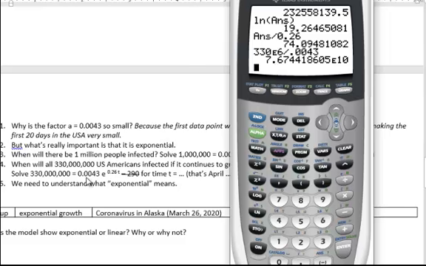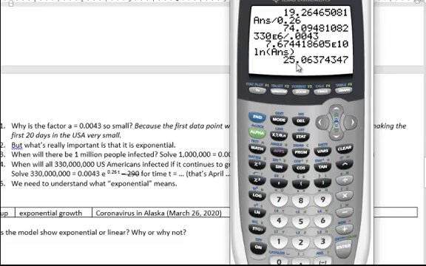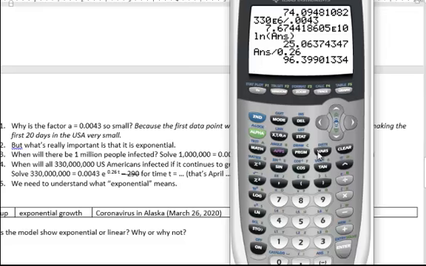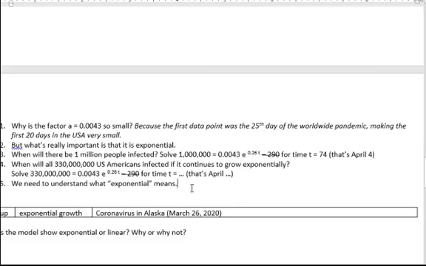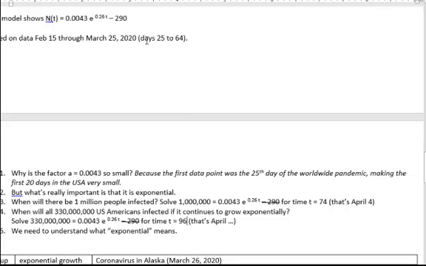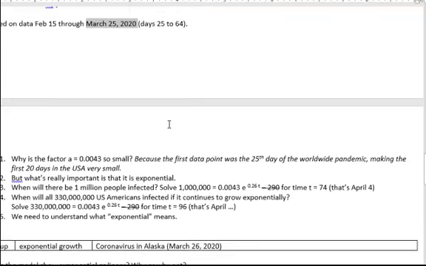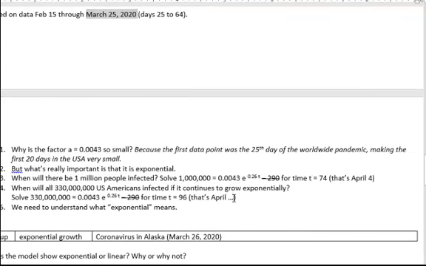Divide by that small number, gives me a large one. Of that, again, I have to take the natural log to get rid of the e here. So I take the natural log of that number. There we go. I come up with 25. That 25, again, is being divided by 0.26, and I come up with 96 days. What does that mean? Well, 96 days is 32 days after my last data point. 32 days after March 25th is April 26th.